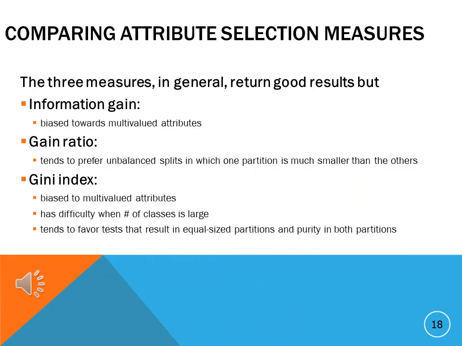Let's compare the 3 main attribute selection measures. Information gain is simple and effective but tends to favor attributes with many distinct values. Gain ratio addresses this issue but may prefer splits that isolate small groups. Gini index also works well but can struggle when there are many classes. It prefers splits that produce equal-sized and pure partitions. Each method has its own strengths, and the best choice often depends on the data.